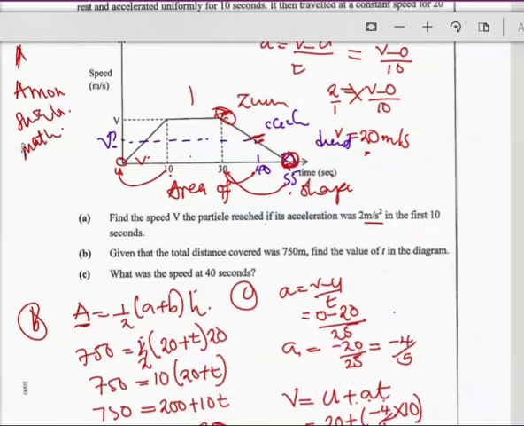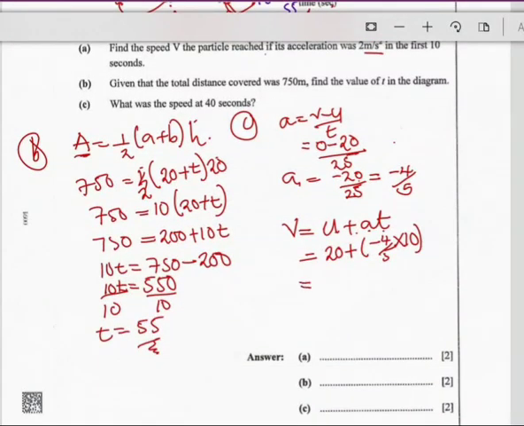So we are going to have 20 minus 4 times 10, that is 40, divided by 5, that is 8. So 20 minus 8 gives us 12 meters per second as our v. So this is how we could have solved this type of travel graph question.